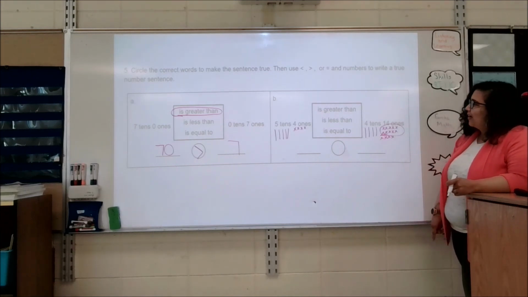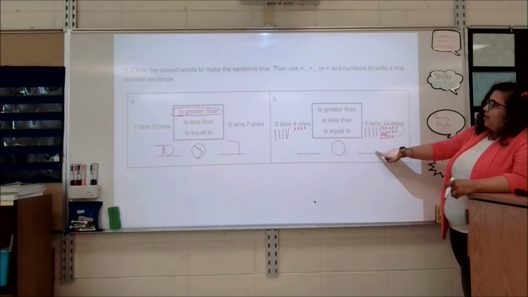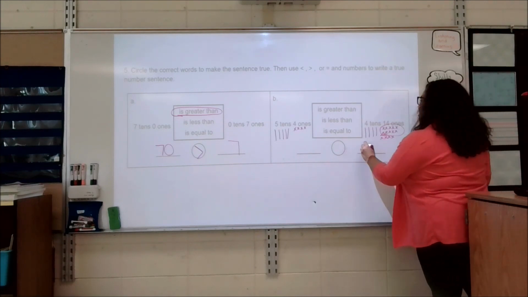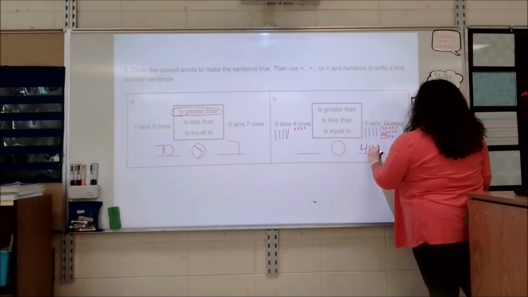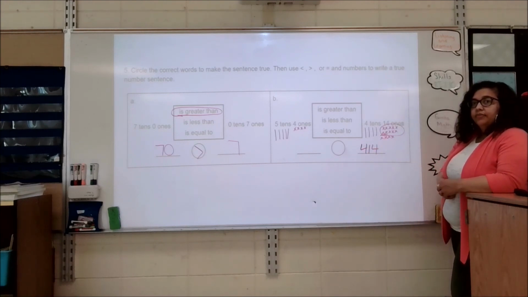So I know y'all heard me make a weird little noise there. I always do when we get a group of 10. So in writing this in its standard form, 4 tens and 14 ones, is this 4 tens and 14 ones? Is that how you would write that number to show that value?